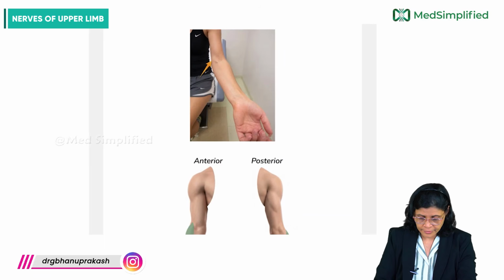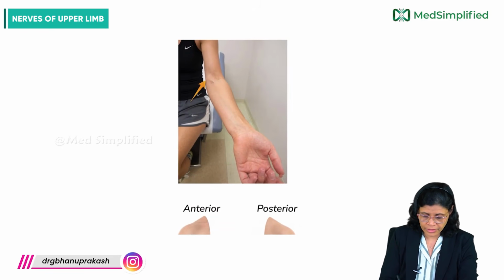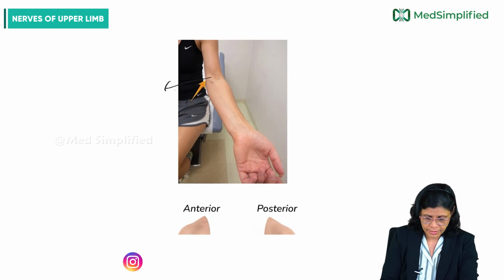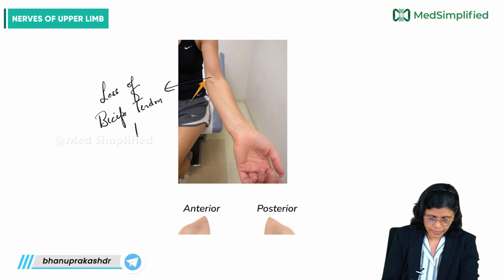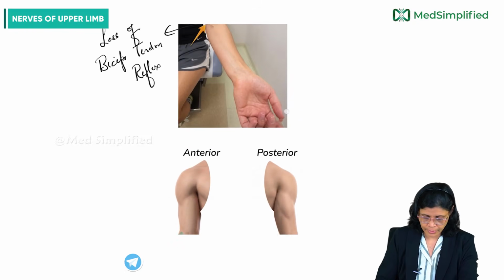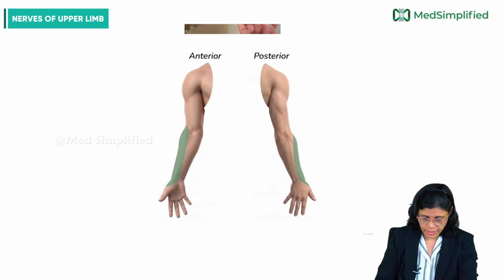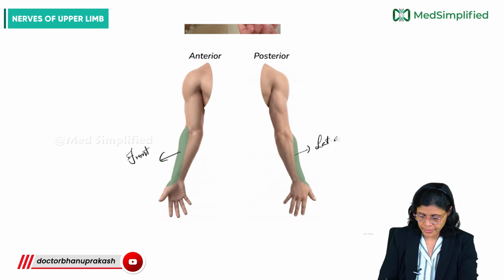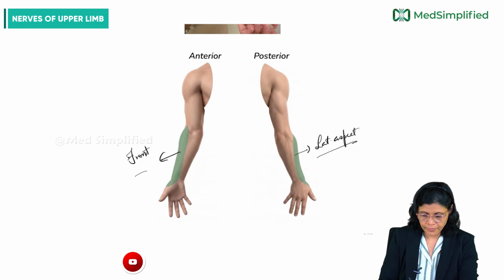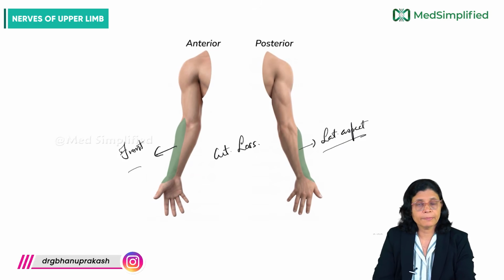So when we see here, because of the loss of flexion, there is the loss of tendon reflex, biceps tendon reflex. Okay, and you can see along its distribution, that is the front and lateral aspect, we'll see the cutaneous loss. So this is about the musculocutaneous nerve.